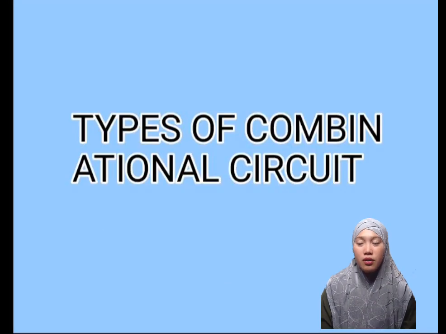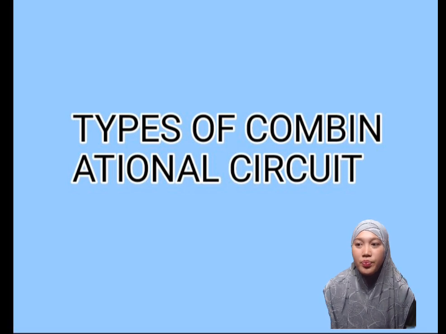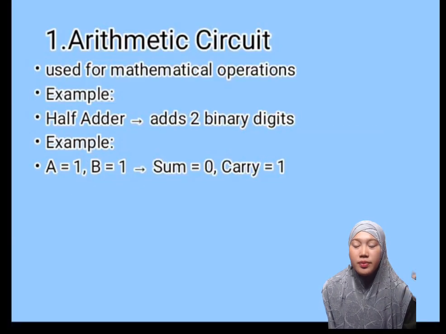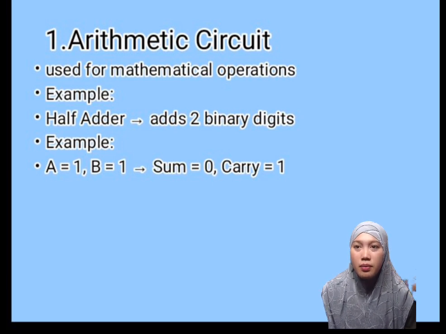So, types of combinational circuits. Arithmetic circuits are used for mathematical operations, like plus, minus, and multiplication. Basically any type of mathematical operations.